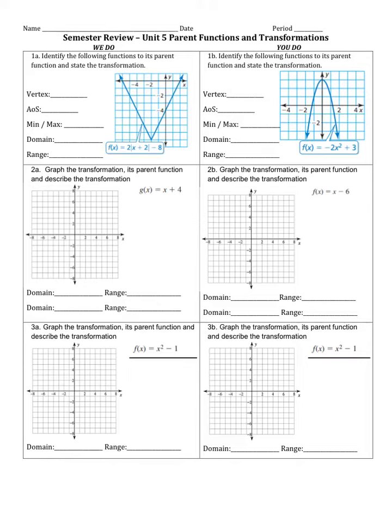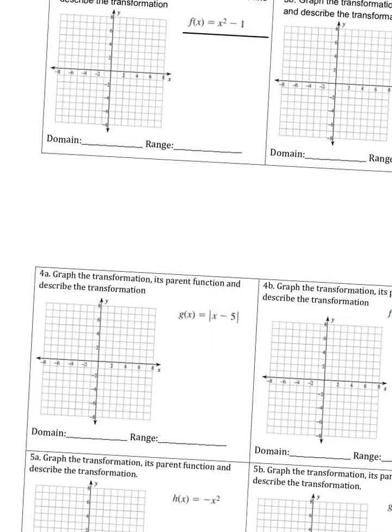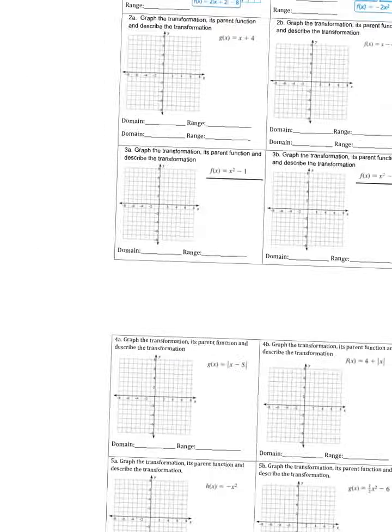We're going to go over parent functions and transformations. These are things that have been applied in other sections, but this one is more of a general unit, so you have multiple functions. Here you can see a linear function. Here we have a quadratic function. Here we have an absolute value function. Whereas the other units focus specifically on just one type of function, that's all we're going to do here. The transformations are pretty similar across function types though. So identify the following functions to its parent function and state the transformation.